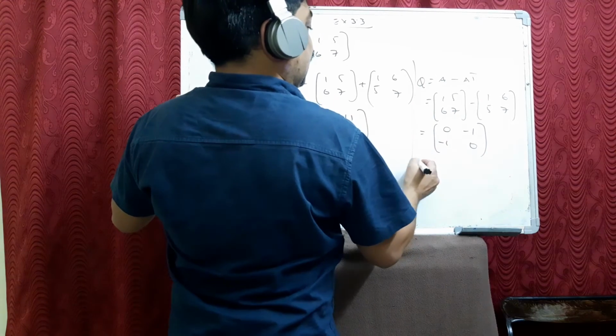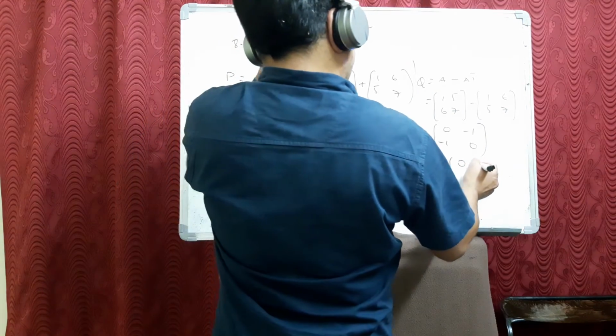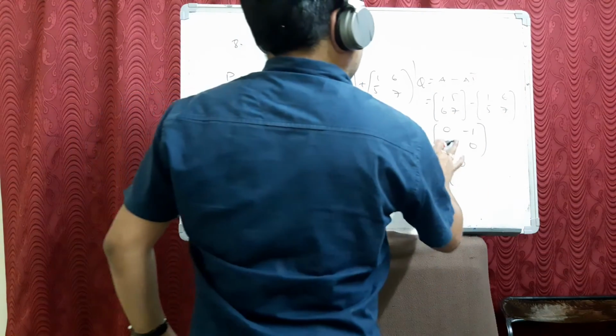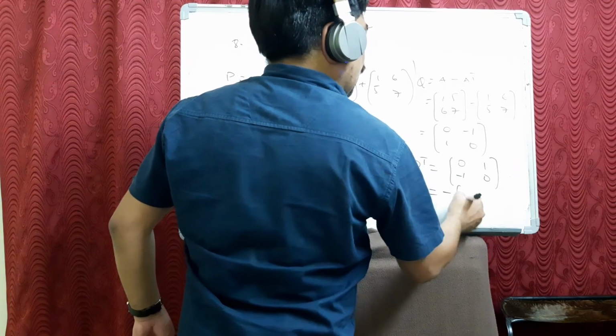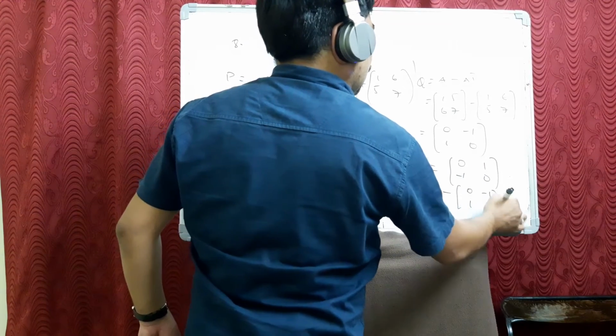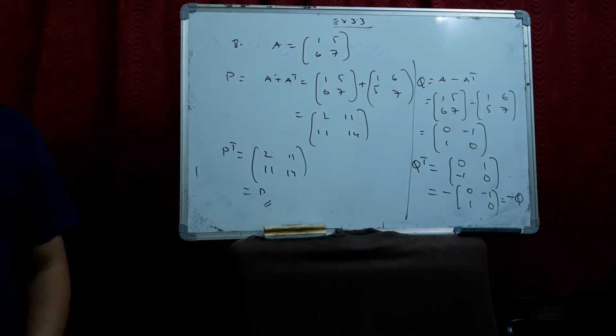This is Q. Let us check Q transpose. 0, sorry, it is 1, 0 minus 1, 1 0. Take minus common, we will get 0 1 minus 1 0. So it is nothing but minus Q. So Q is a skew symmetric. Okay.